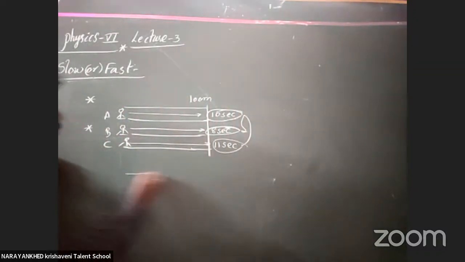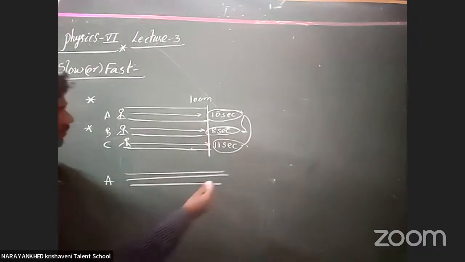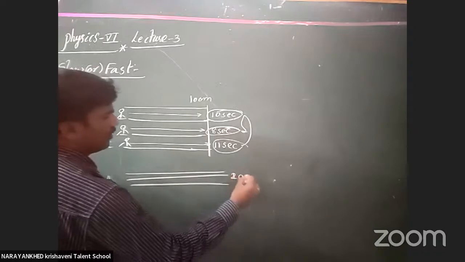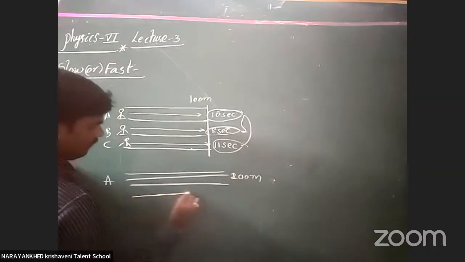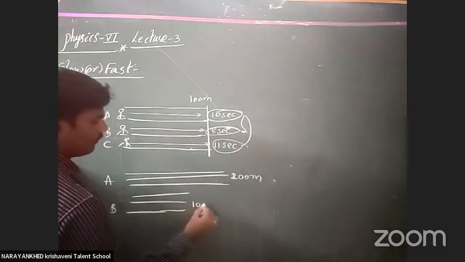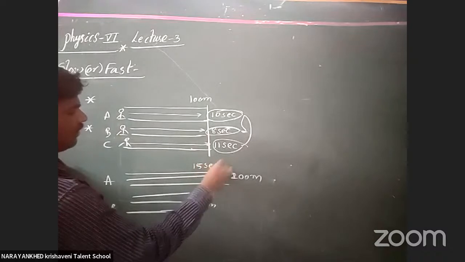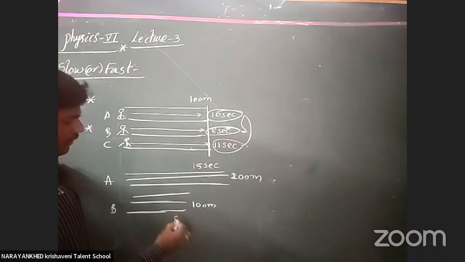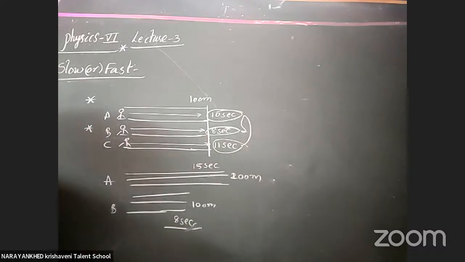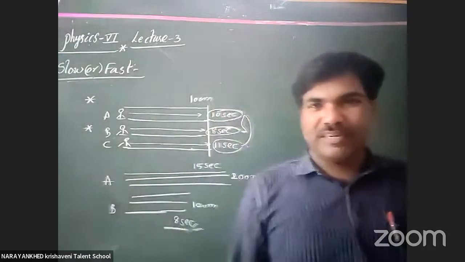What is that? Suppose A traveled 200 meters. B traveled just 100 meters only. A took 15 seconds to travel it. B took 8 seconds only. But who is faster here? Who is faster? How can you say?